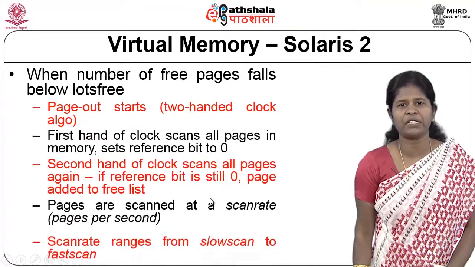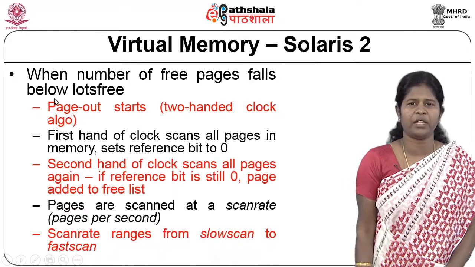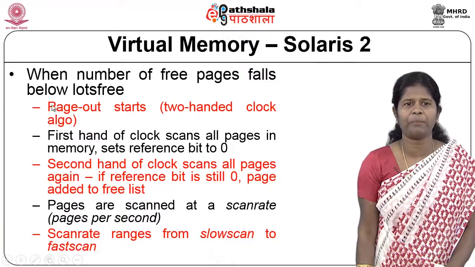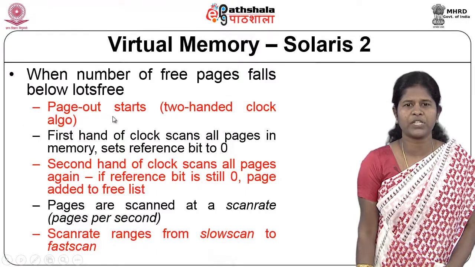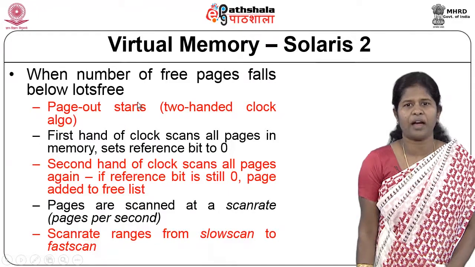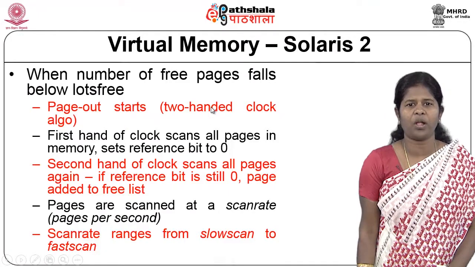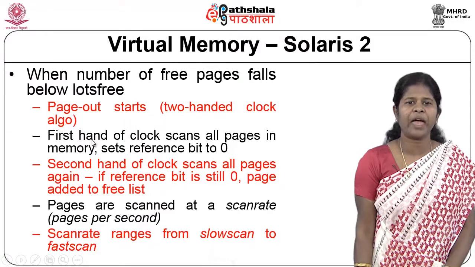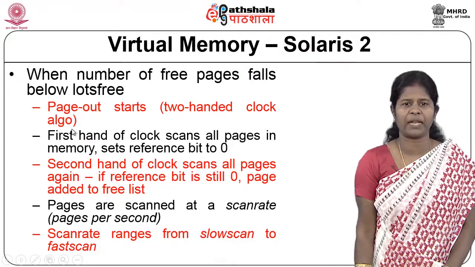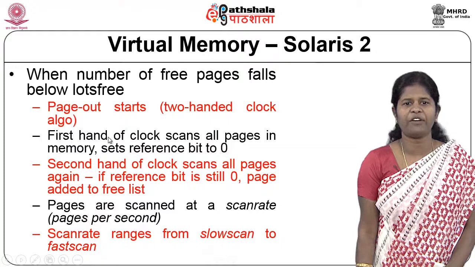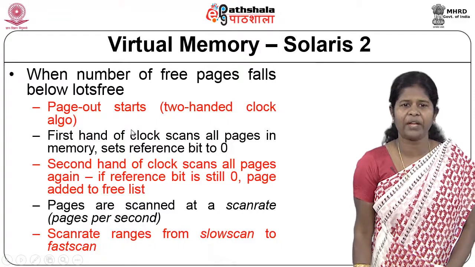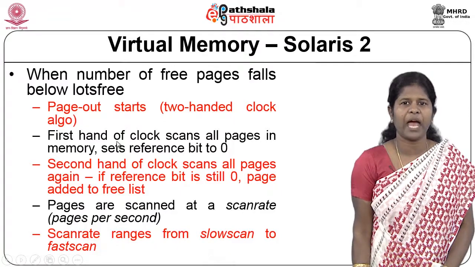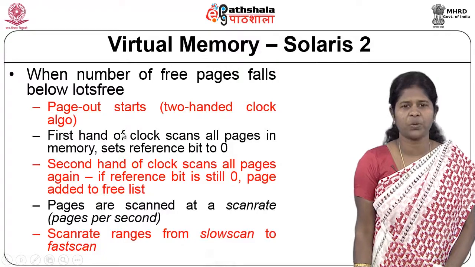When the number of free pages goes below this threshold, lotsfree, it starts a procedure called the page out procedure, and this procedure is very similar to the algorithm that you had seen earlier, called the two-handed clock algorithm. It is similar to the clock algorithm you had seen earlier. You have a first hand of the clock that will scan all the pages in memory and check the reference bit of all the pages, and all the reference bits will be set to 0.